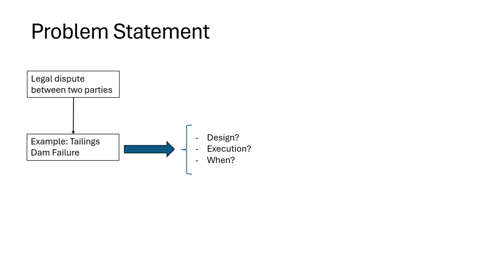In geotechnical and mining projects, legal disputes often arise when something goes wrong, such as the failure of a tailings dam. To determine liability, it's crucial to pinpoint the source of the failure. Was it a design flaw, bad execution, or did the issue originate earlier in the project lifecycle? Uncovering the answer to these questions requires careful review of historical records and reports.